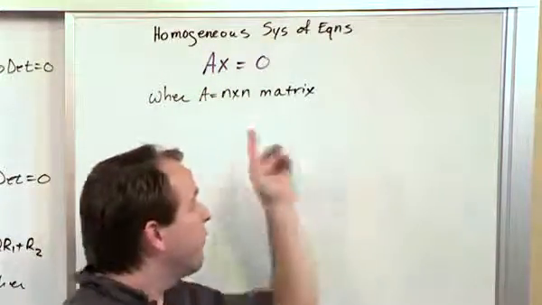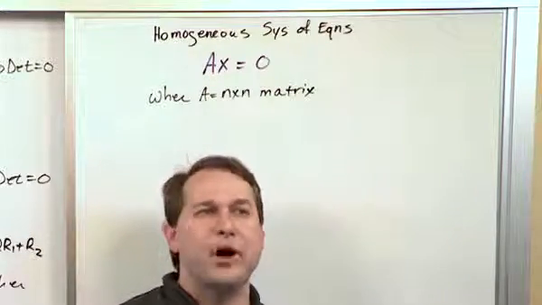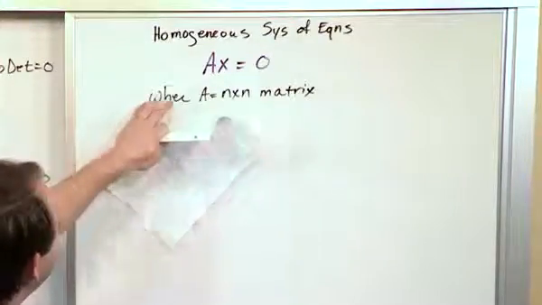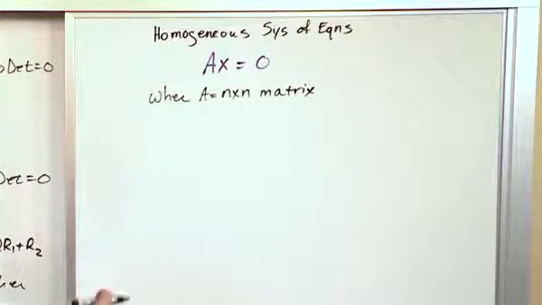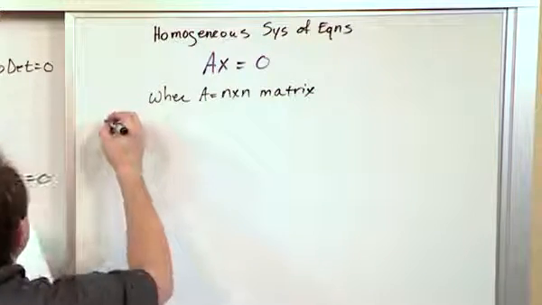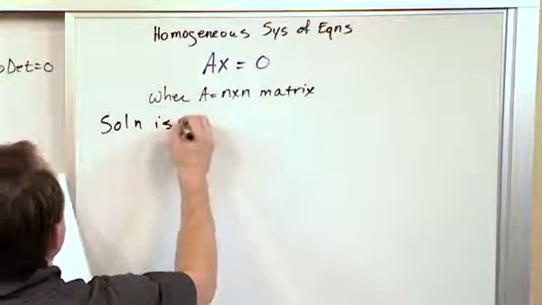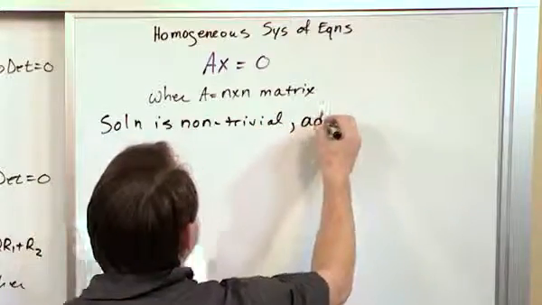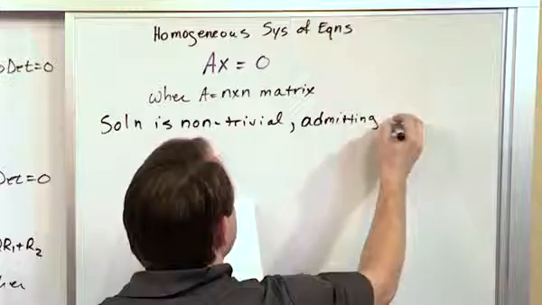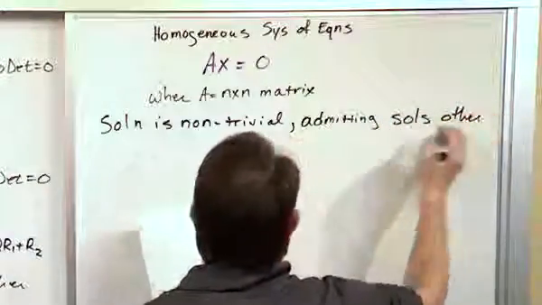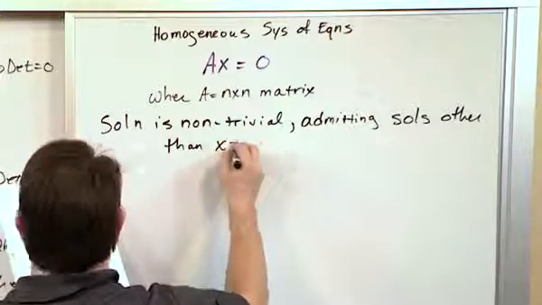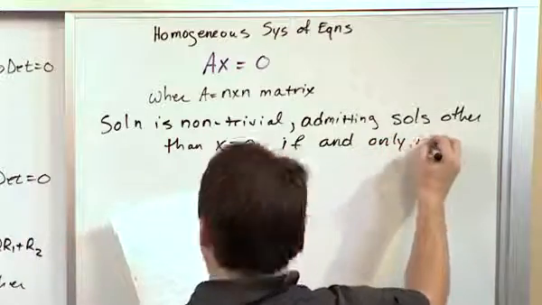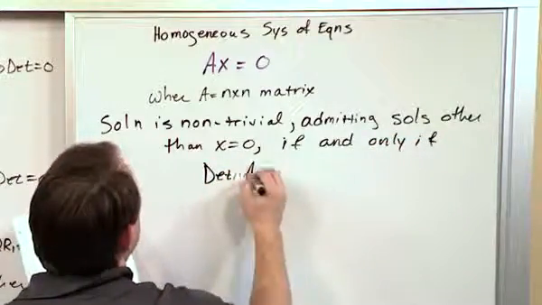But what we're really interested in when we solve these things is systems where we have other solutions than the trivial, the simple, stupid solution when everything's 0. Okay? And we can do a test using the determinant to figure out when we have other solutions. So the solution is non-trivial, which means it admits solutions other than x equals 0, if and only if the determinant of the matrix A is equal to 0.